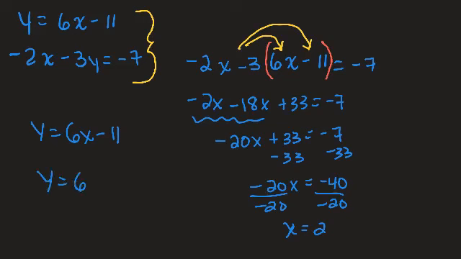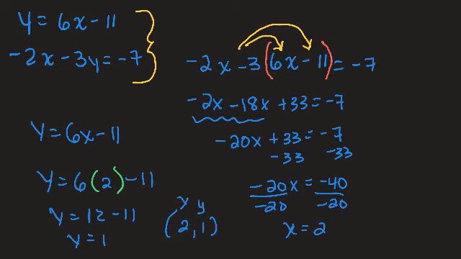Y equals 6 times x, we said x is 2, minus 11. Okay, so all I did was substitute in the 2 for the x. Now, y is equal to 12 minus 11, which means y is equal to 1. So the solution to my system, instead of graphing it and seeing the intersection, is 2, 1, which is the x, y ordered pair. And that is solving by substitution.